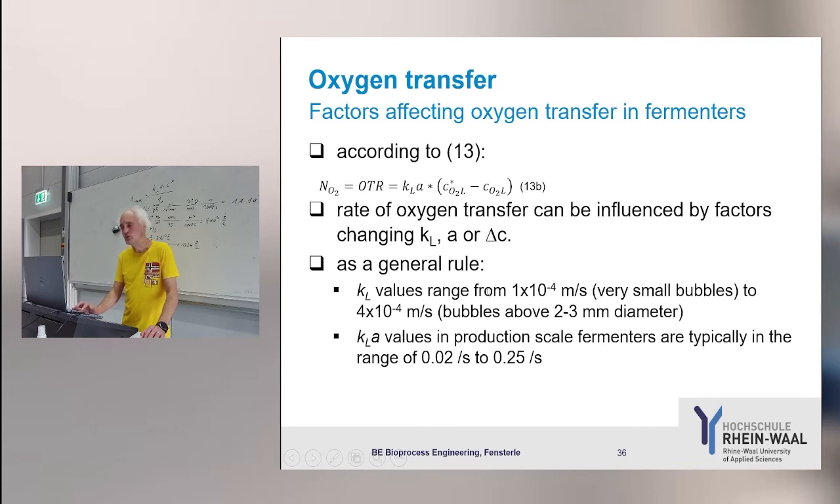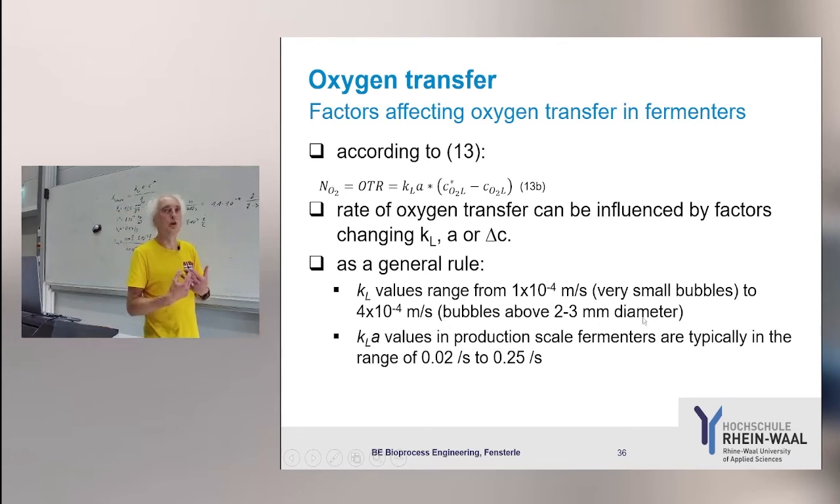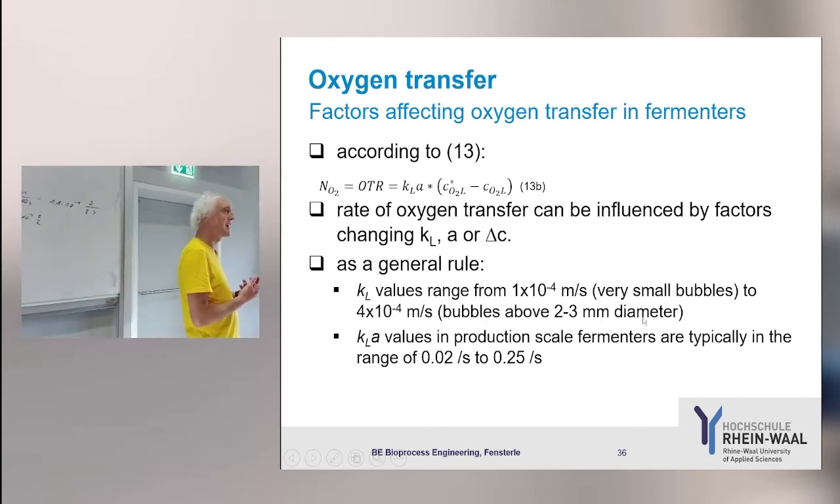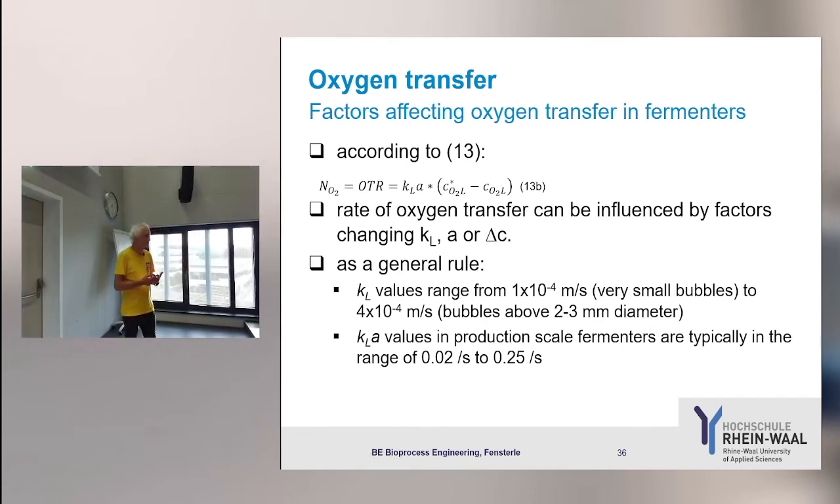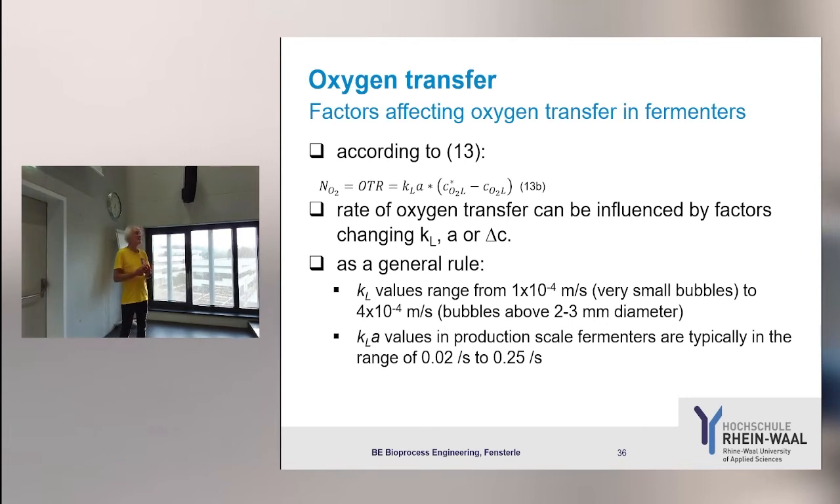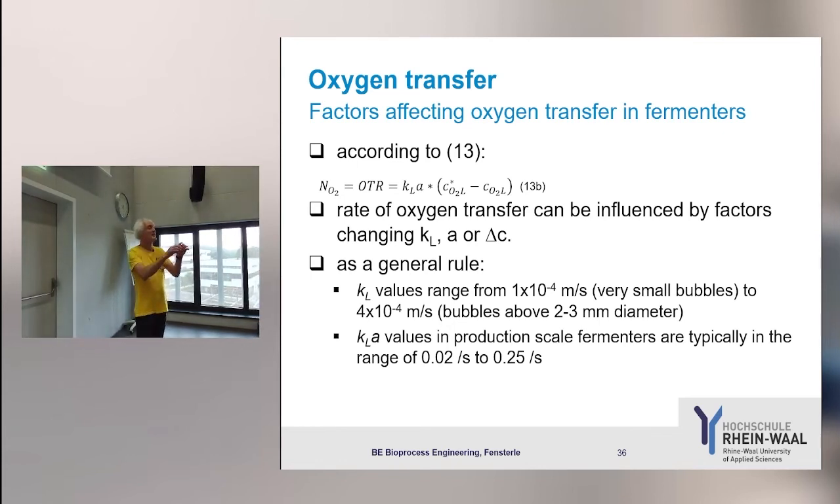KL values are usually, in the case of very, very small bubbles, at 10 to the minus 4 meters per second, and they go up to 4 times 10 to the minus 4 meters per second if the bubbles are larger than 2 or 3 millimeters. So in other words, this KL value depends on the bubble size. You cannot hold the bubble, since the stirrer is always stirring like hell, and stir directly at the border of the bubble. So you cannot make this layer thinner.